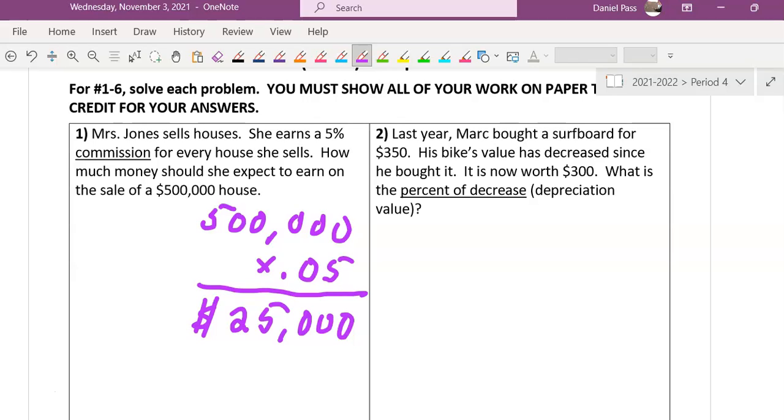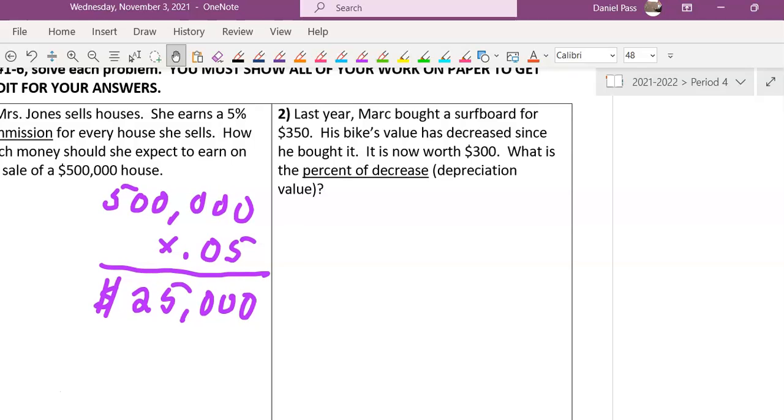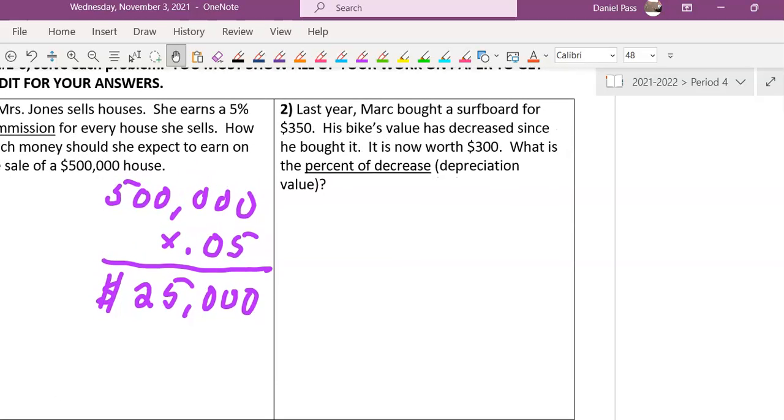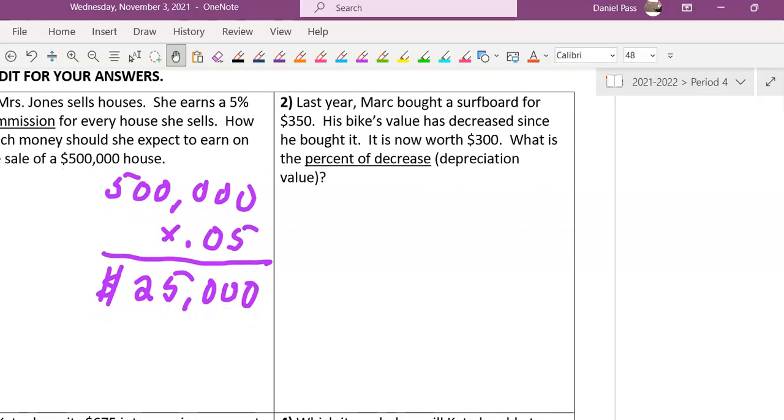All right. Okay, last year, how about I read it? Last year Mark bought a surfboard for $350. His surfboard's value has decreased. Boo, it decreased. Since he bought it, it is now $300. What is the percent of decrease? Okay, go ahead, pick a color. Orange. Orange, okay.